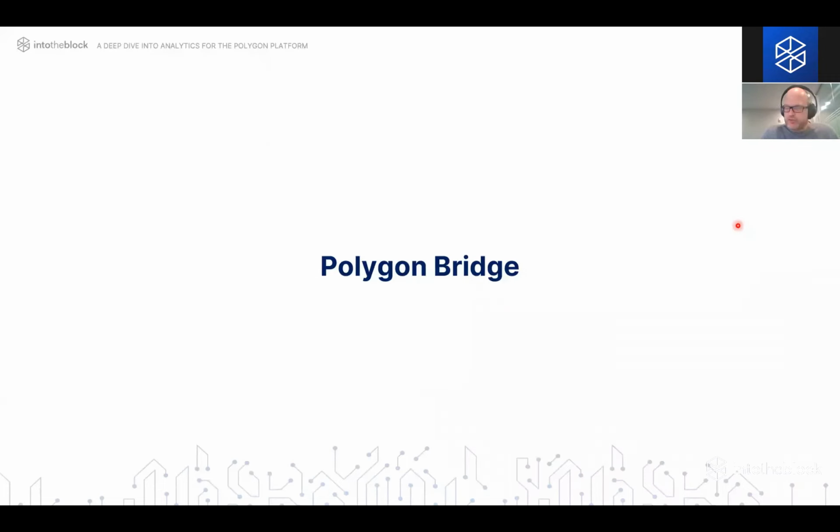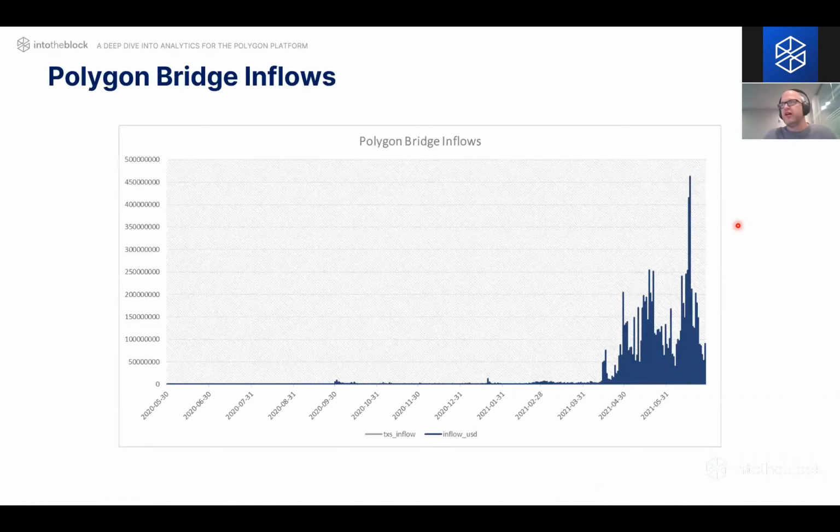We are active users of this bridge in many of our strategies, but it's a good indication of funds flowing between the Ethereum blockchain and the Polygon ecosystem. And when you look at the inflows of recent months, they have been off the charts, right? So there is real money being moved in the millions every single day between Ethereum and the Polygon blockchain.